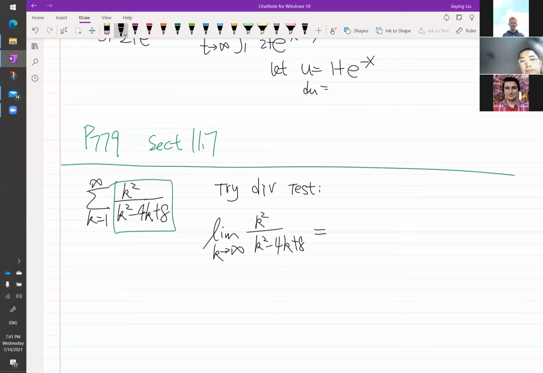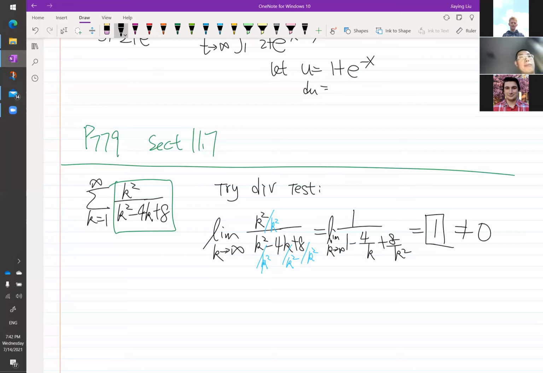And we have seen this type of question a few times, right? Just divide by k squared. And that should be pretty good in terms of getting to the limit. So the numerator is just 1. The denominator is 1 minus 4 over k plus 8 over k squared. But as k goes to infinity, that just gives you 1, which is not 0, telling you that it's divergent.